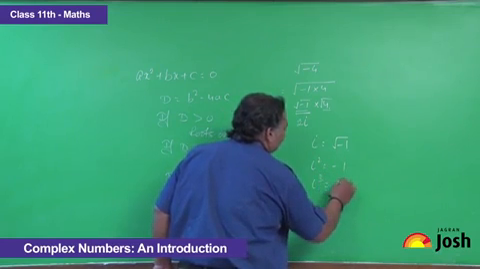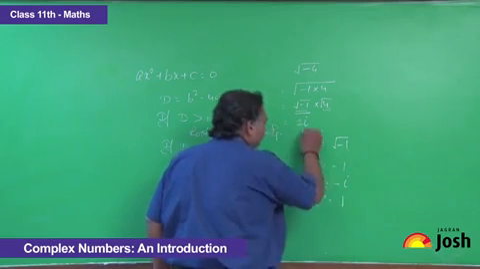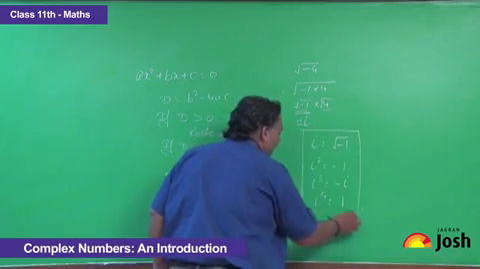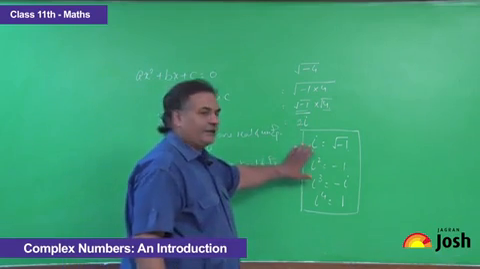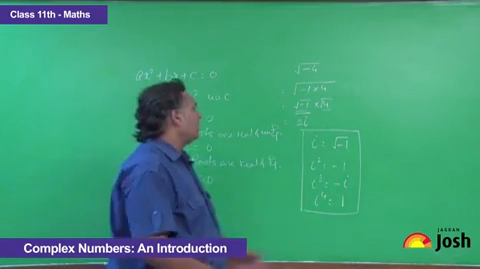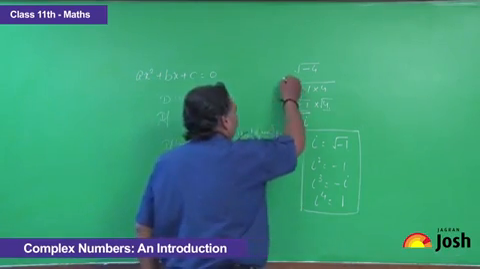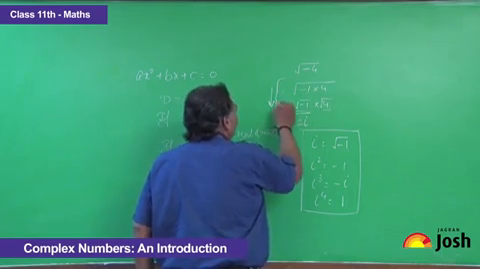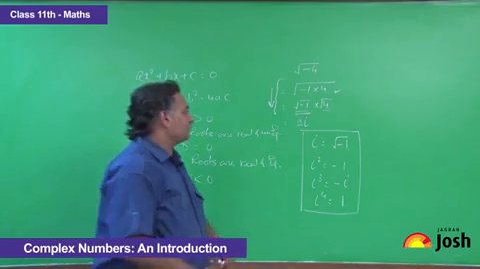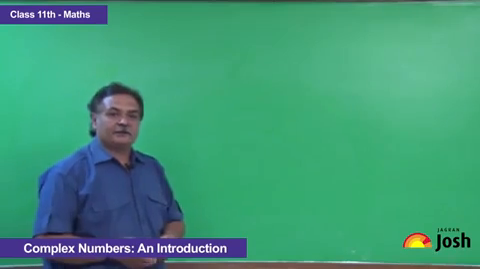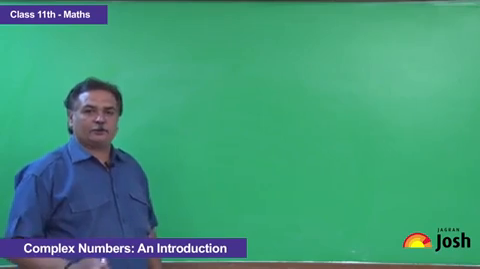Similarly, i cube becomes minus i, and i to the power 4 is equal to 1. So you must keep these things in your mind for the complex number. So this is i, under root minus 1, and one more important thing I want to tell you here: for this step, it is a compulsory condition that one of the numbers must be a positive number. We will now study the complex number. Earlier we studied the concept of iota.